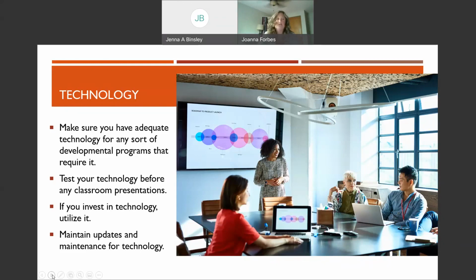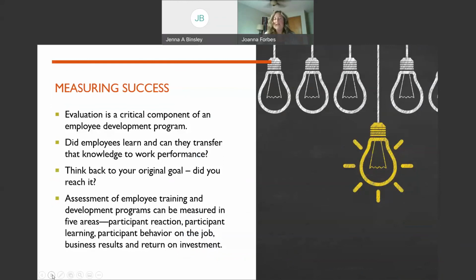And of course, at the end of all of this, all of those different types of training and development opportunities we just talked about, we want to make sure that we can measure the success. This is such a critical component. Did the employees learn, and can they transfer that knowledge, that skill, that ability to their work performance? I promised I would circle back to this. Think back to the original goal that you set in the beginning of creating this developmental program or opportunity. Did you reach it? So how do we measure that?